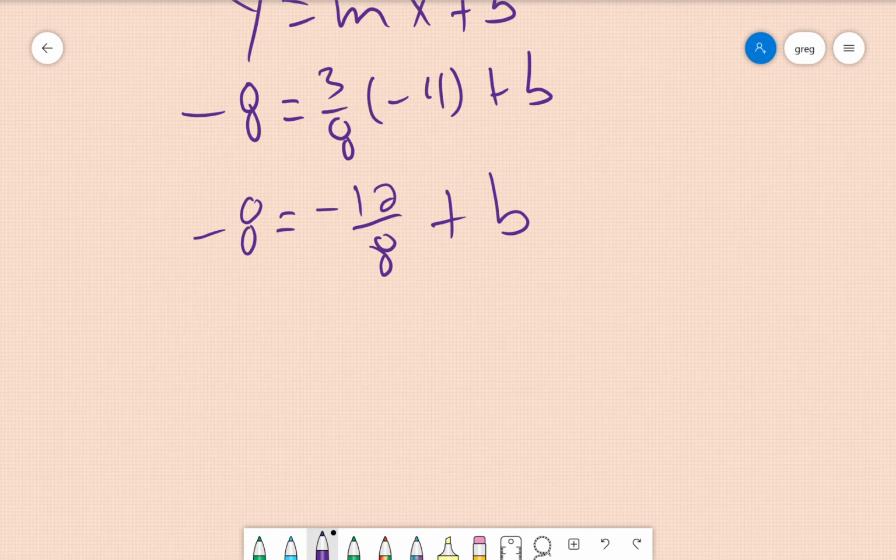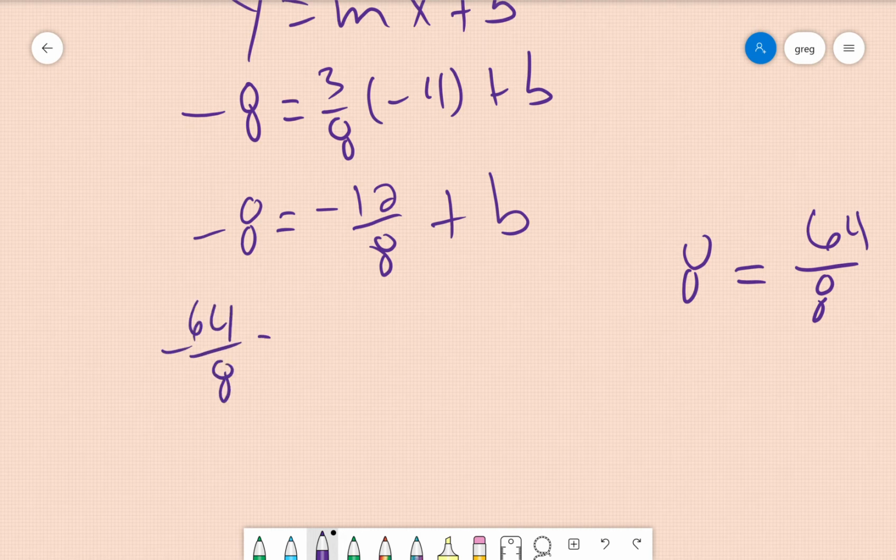All right. So this part here with the fraction is when it can get a little confusing. What you want to do is have 2 fractions that have a denominator of 8. This is a whole number. It's not a fraction in terms of having a denominator of 8. So how can I rewrite 8 so that it has a denominator of 8? 64. Because what's 64 divided by 8? 8, right? So now let's write -64 over 8 equals -12 over 8 plus b.